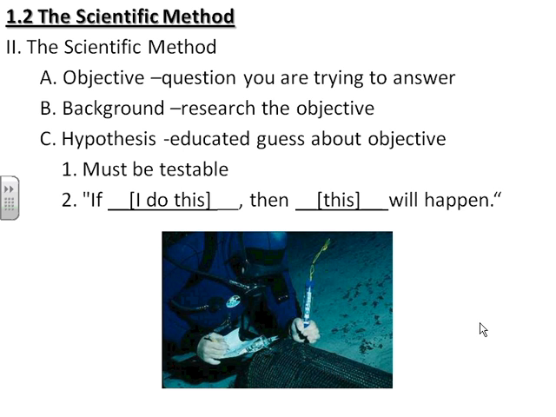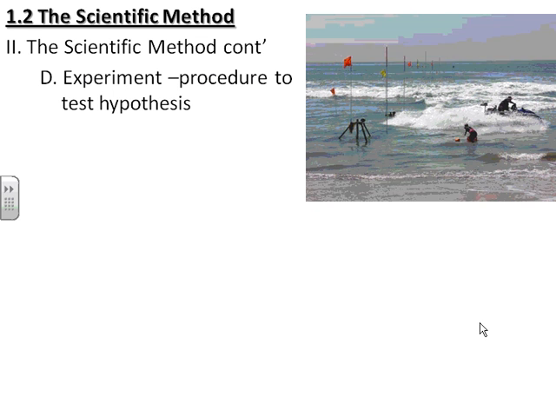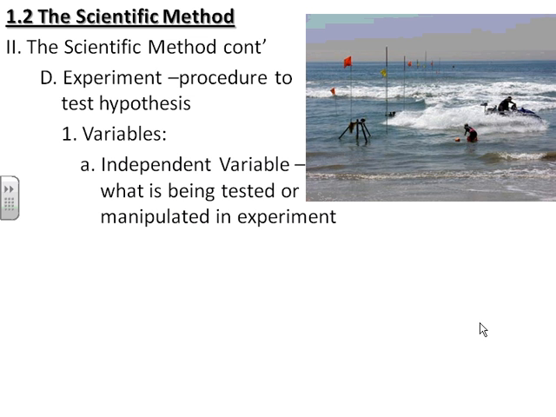Well, now let's focus on the next step. After we make our hypothesis, you design an experiment, which is a procedure to test that hypothesis. Now, the most important thing in an experiment is to make sure you carefully select your variables. There are 3 variables in any experiment. The first one is the independent variable, and that is what's being tested or manipulated in your experiment.